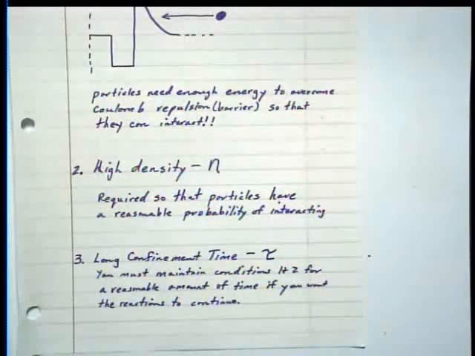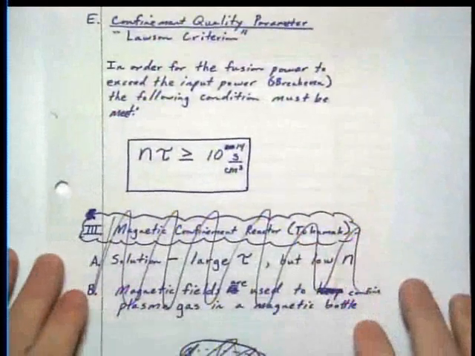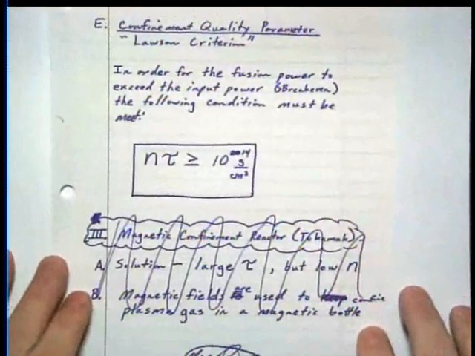There was a guy by the name of Lawson who figured out what that requirement was, and consequently it's called the Lawson criteria. If Jaden had done it, we'd call it the Jaden criteria, but he didn't do anything, so he doesn't have anything named after him. Good job, Jane.